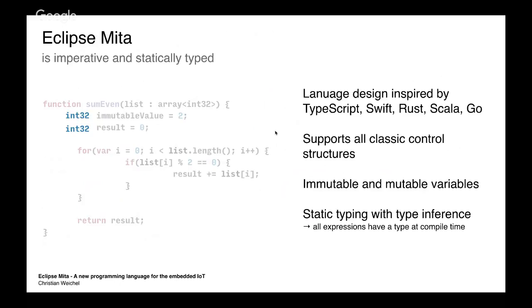And lastly, we have static typing with type inference. So the two variables there did not have an explicit type, but we were able to infer that. I mean, in this case, it's trivial, but this also works for more complex statements. So again, all expressions have a type at compile time.